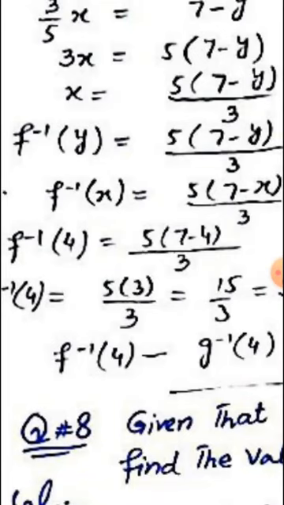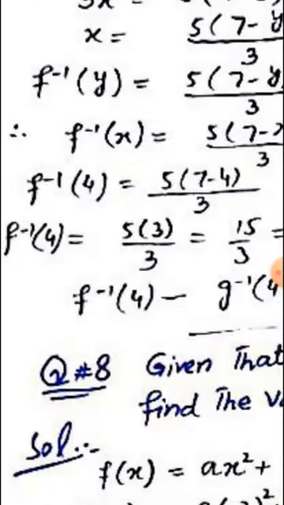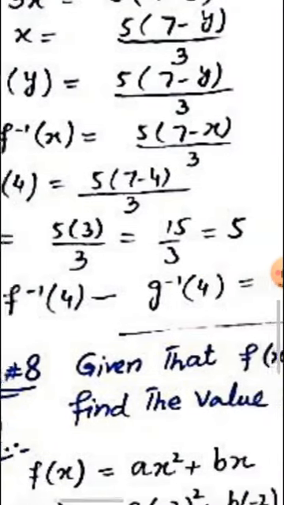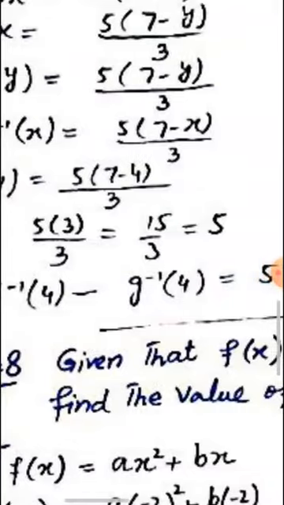So f inverse 4 is equal to 5 into (7 minus 4) over 3, because the x value is 4. When we simplify, 5 into (7 minus 4), that is 5 times 3, which is 15 over 3, and 3 fives are 15. So f inverse 4, the answer is 5.